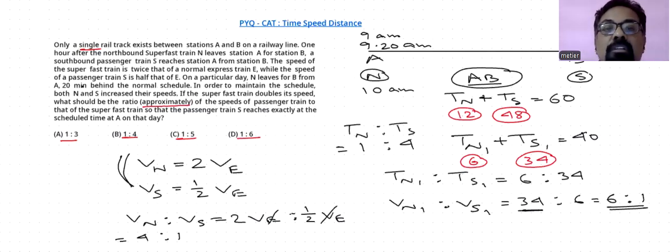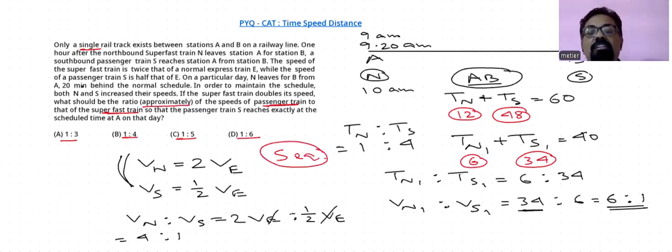Now go with the question. The question asks for the speed ratio of passenger train to superfast train. In ratio, it is very important to go with the proper sequence. Here, they ask for the speed ratio of train S and train N. But we have calculated train N is to train S, that is 6:1. So our answer here will be 1:6. That's because they are asking for the speed ratio of passenger train to superfast train. They ask for Vs is to Vn.